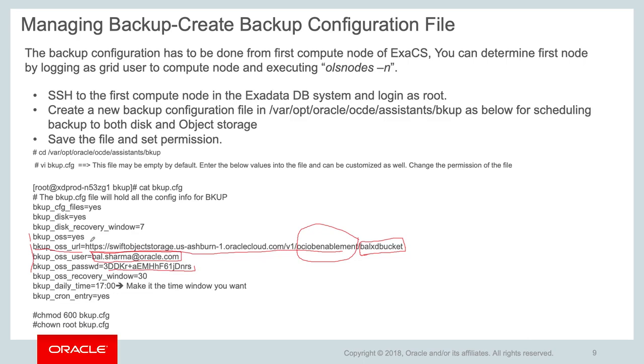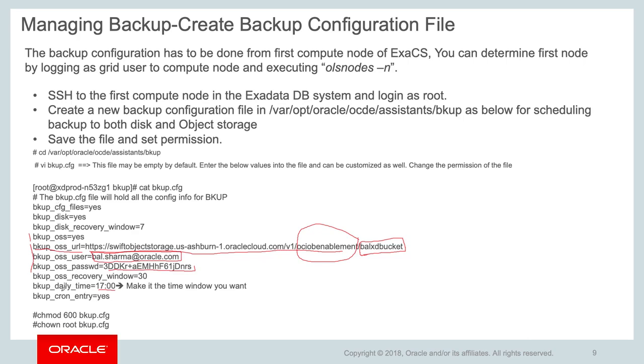Then once you have these details in place, put them in this file, and you can also specify backup_daily_time. In this example, I have given 5 o'clock. I just wanted to test how they work, but based on your maintenance window, you are going to change this particular time, so make it the time window you want. Then backup_cron_entry. What it does is set a cron entry which will automate your day-to-day backup. So I have selected it as yes.